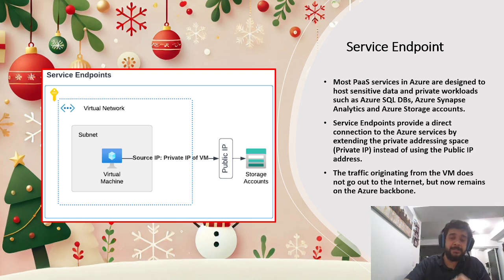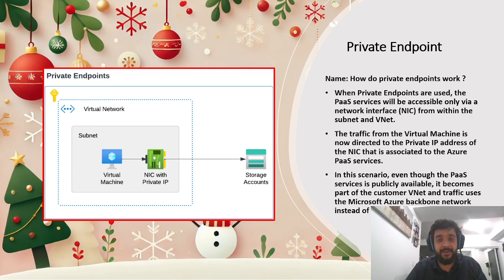VM is now using its private IP, so it's technically moving from within the Microsoft backbone. So Microsoft does have a robust security infrastructure in place. So it definitely makes sure that the data is being called in a very secure fashion. But hey, it's still moving over a public network, right? Like there's still that itchiness for me as an infrastructure architect. So the solution to that is actually a private endpoint.